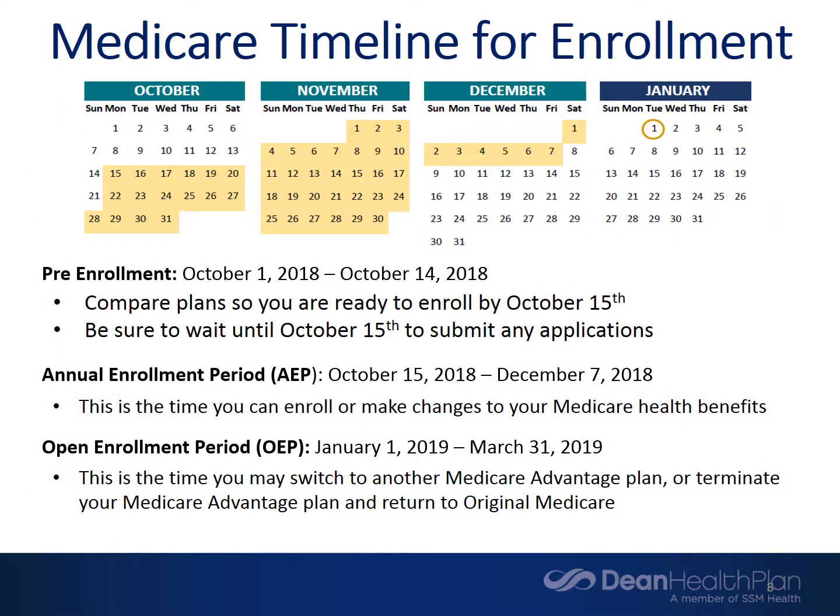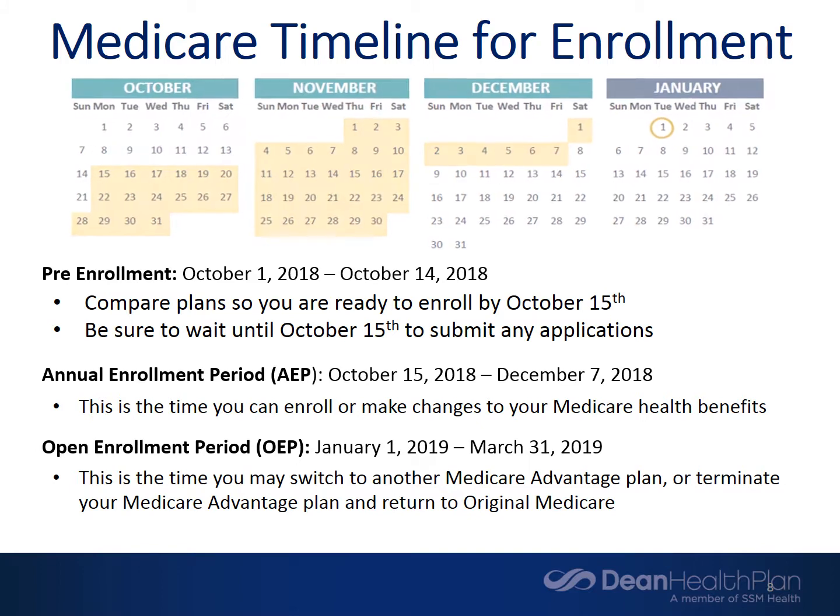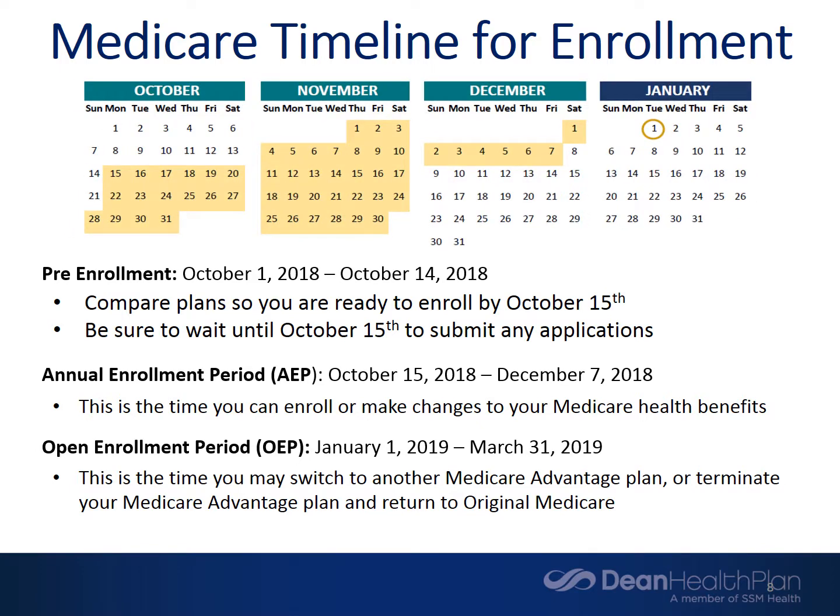Let's take a look at the timeline for enrollment into a Medicare Advantage plan. Here we have a calendar ranging from October to January. There are some key dates that you need to be ready for. Let's first talk about pre-enrollment. Pre-enrollment occurs October 1st, 2018 through October 14th, 2018. During this time, you can compare plans so you are ready to enroll by October 15th. Be sure to wait until October 15th to submit your application.